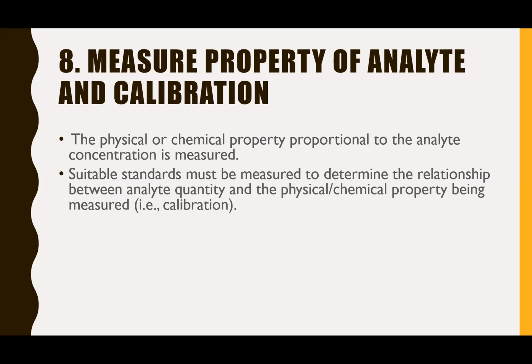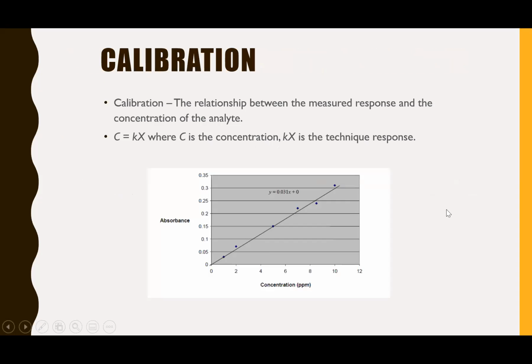But for all instruments, normally we have to do the calibration of the instruments first to make sure that the further reading that is done by the instrument is accurate. So we do calibration first, and then we measure the property of the analyte. And this is the example of calibration. All instruments need calibration. This is only one example of a calibration curve. It is the relationship between the measured response and the concentration of the analyte.